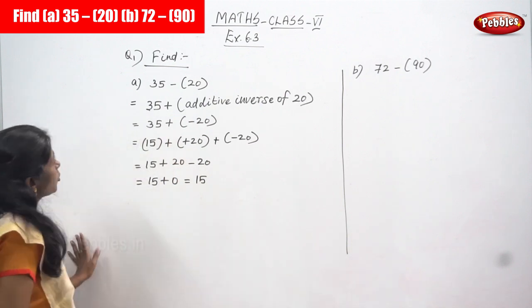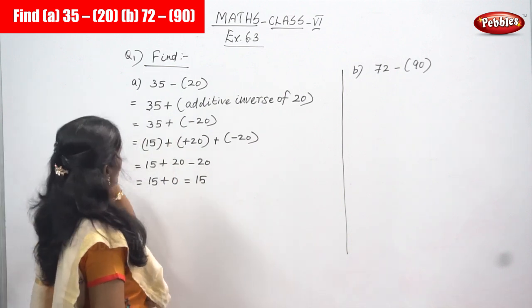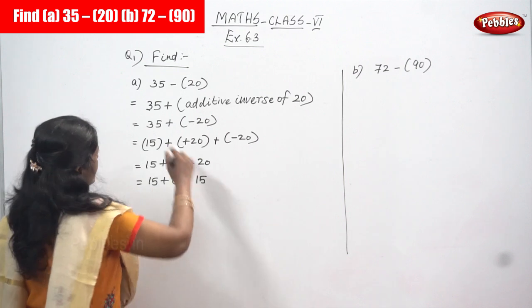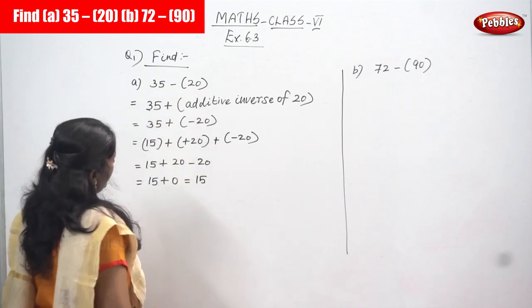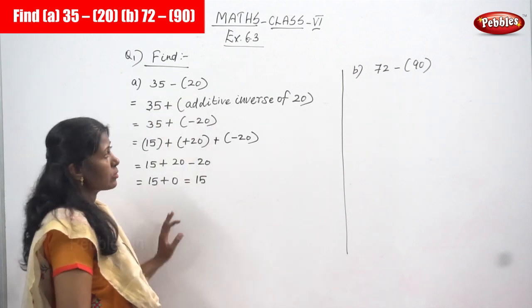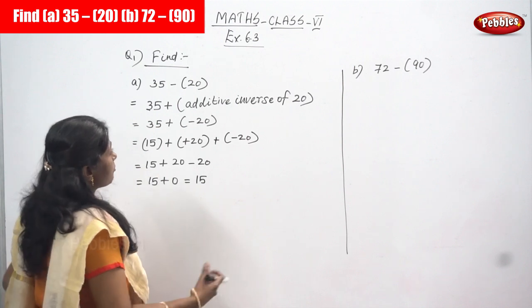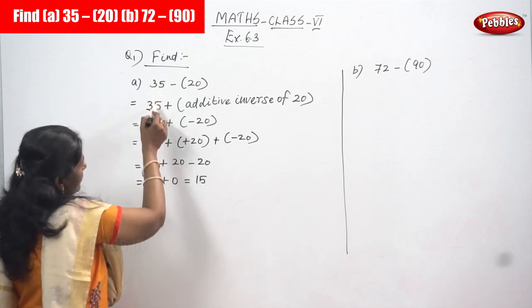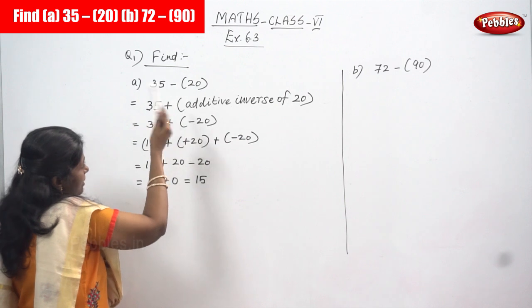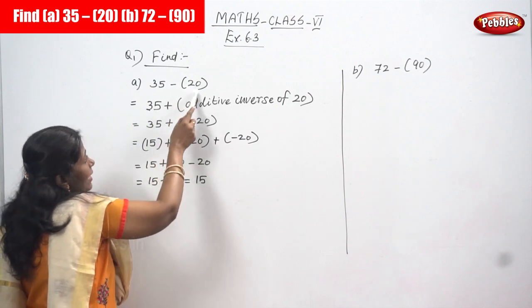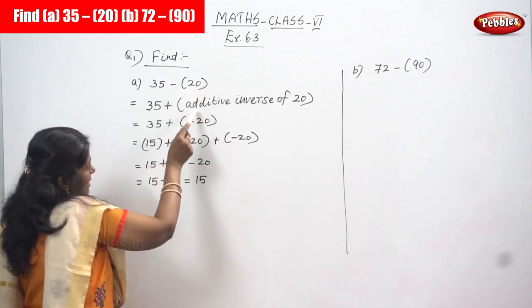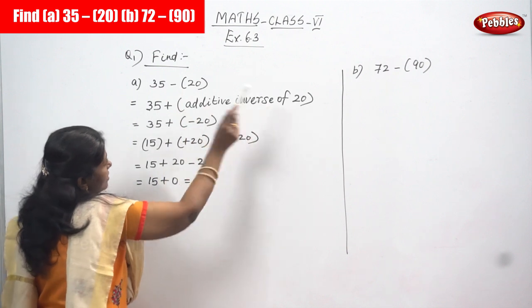Now we are going to do exercise 6.3 question 1, find the sum: 35 minus 20 in the bracket. It is additive inverse of, that means you have to write 35 as it is, this minus sign becomes plus, and the value inside the bracket, that is the additive inverse of 20, you have to write.